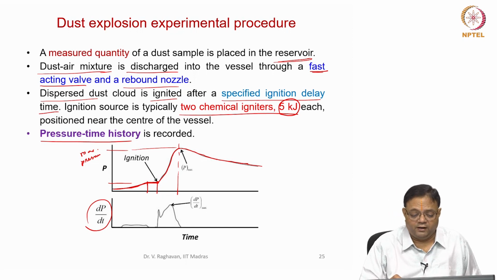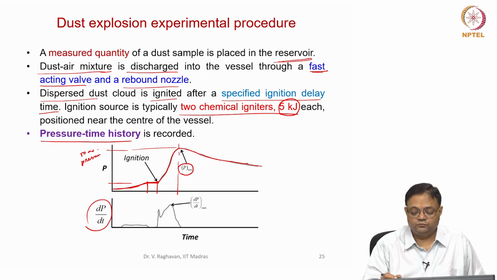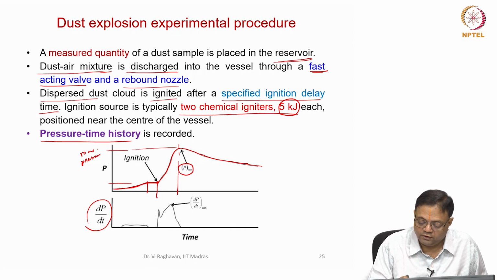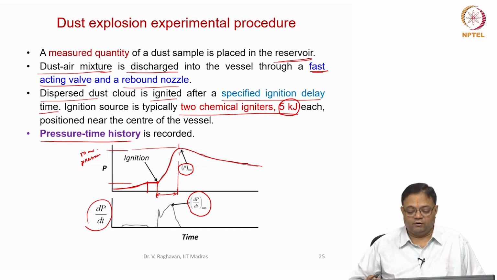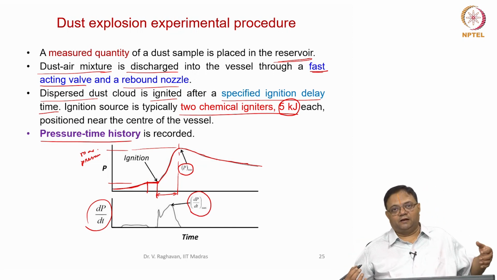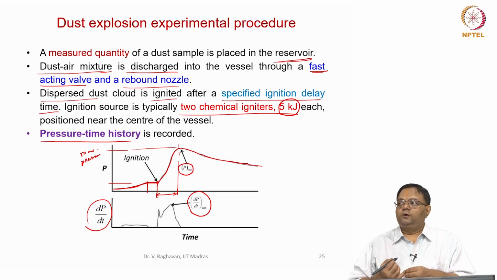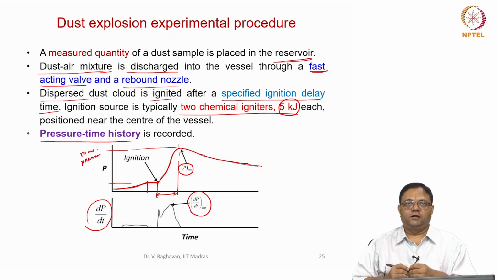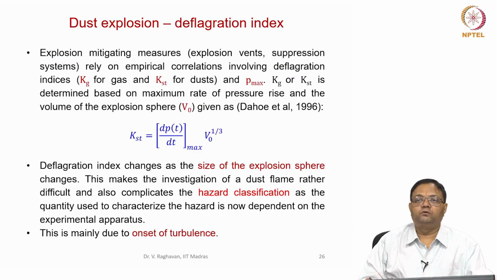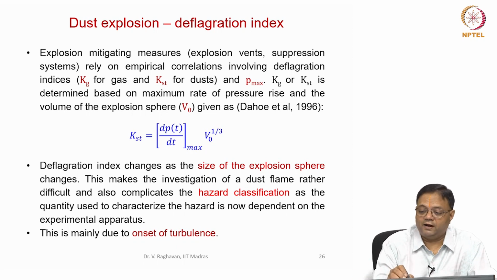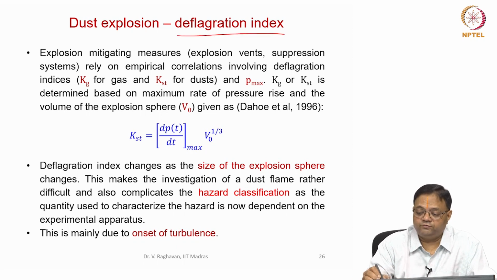So you can see that this pressure time history will give you the maximum pressure, which is an important characteristic. How fast from the ignition point, how much time it takes, or the dP by dt max, that will give you the rate at which pressure increases with time, that will give you the reactivity of the dust. So this is very important. Okay. So now after getting the pressure max, we can calculate the KST, deflagration index.